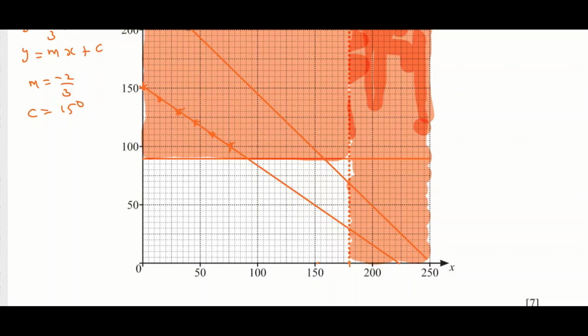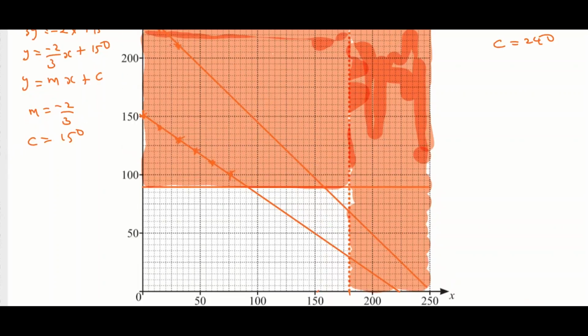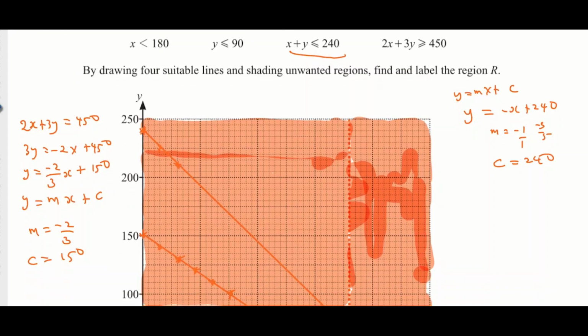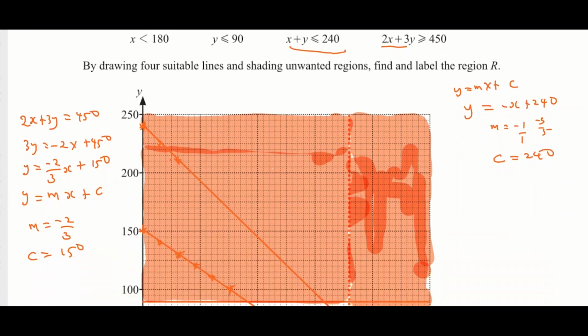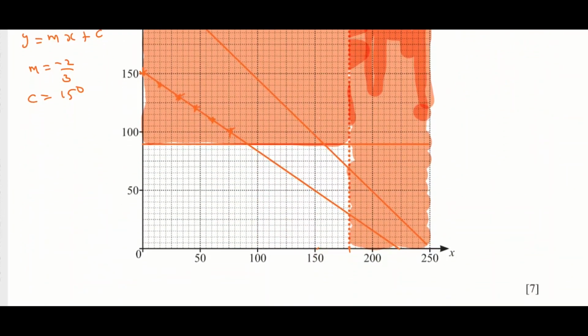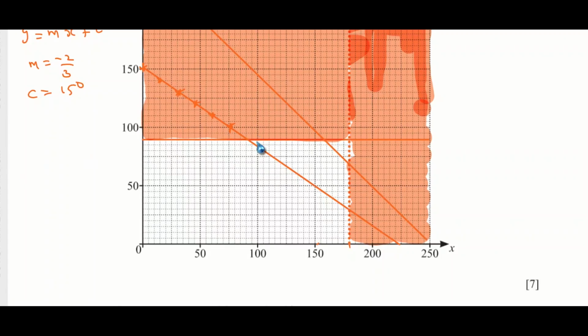So here, I need the sum that will be greater than or equal to 450. So that's what I need. Okay, so let me take a point here. So I'm using this line now. If I take a point here, let's say this one, I want to get my wanted region, whether it is here or here. So let's pick a point here.